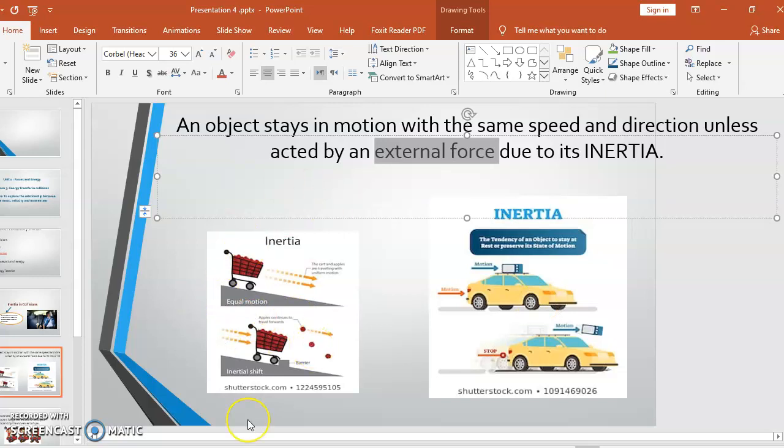Look here, another example. Your shopping cart is moving on the ramp at a specific speed and in a specific direction. It stays in motion. We are talking about the objects inside the shopping cart. If something stops the shopping cart, what happens to the objects inside it? They will continue moving. Why? Due to their inertia, because inertia keeps them moving. Nothing stops them, nothing resists their inertia, nothing reduces their force or changes their motion. So the objects inside the shopping cart continue moving due to inertia.